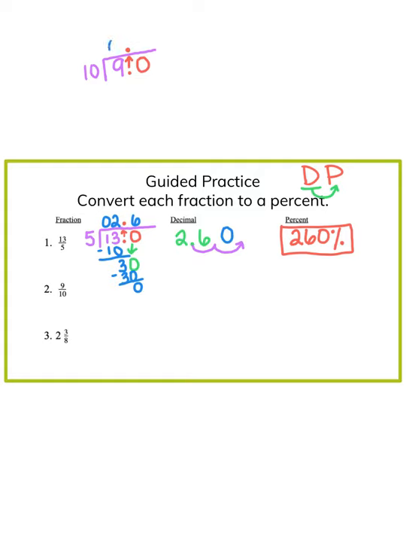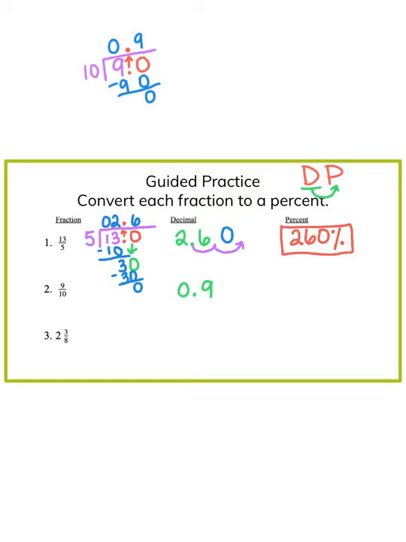10 cannot go into 9, so we put a 0 above the 9, but it can go into 90. I know that 10 can go into 90 9 times. 10 times 9 is 90 exactly. So I'm left with a remainder of 0. So my decimal for this fraction is 9/10.